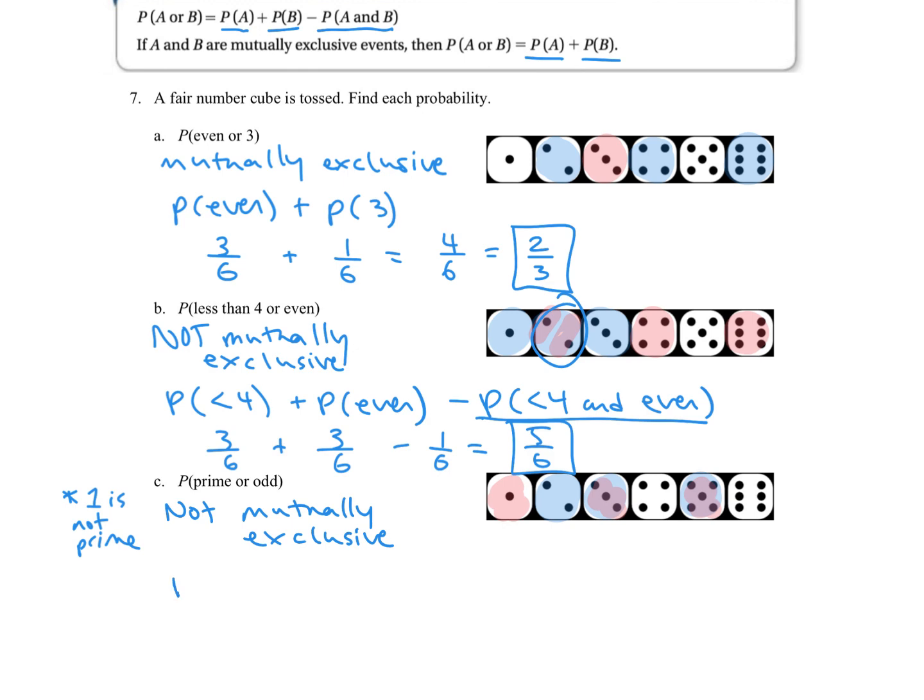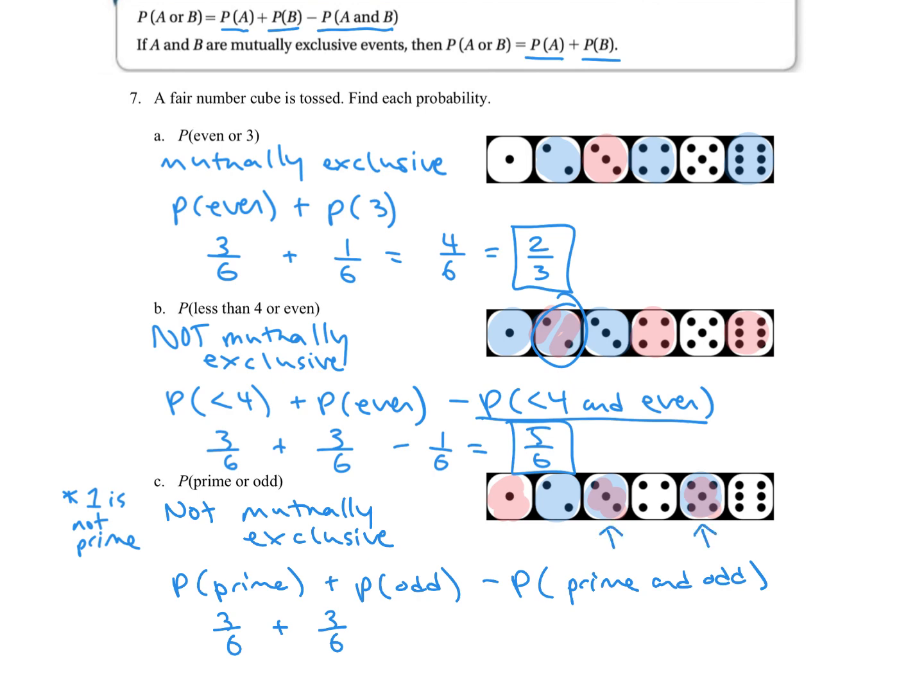So I'm going to do the probability of a prime plus the probability of an odd minus the probability of both prime and odd. The probability of a prime number was 3 out of 6. The probability of an odd number was also 3 out of 6. And then the probability of prime and odd, well, there were two cases that were both prime and odd, so I subtract those two cases because they were counted twice. And that gives us 4 out of 6, or 2/3.